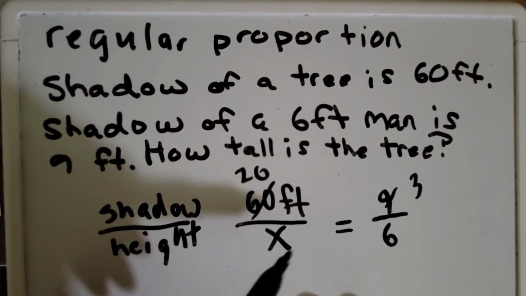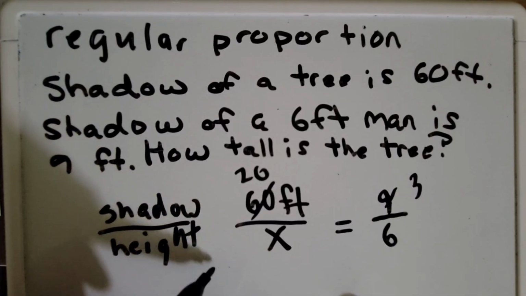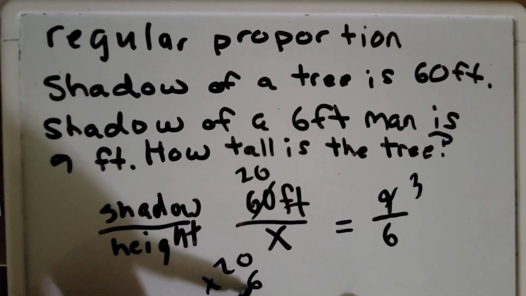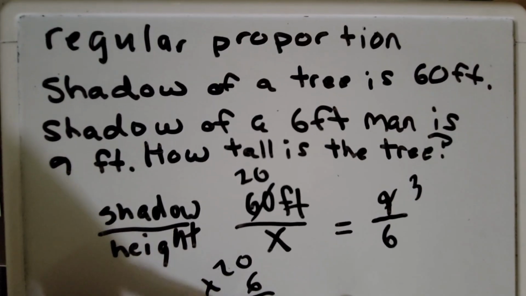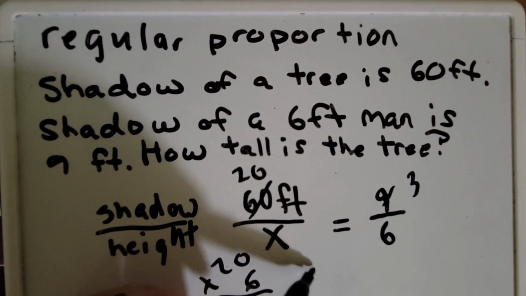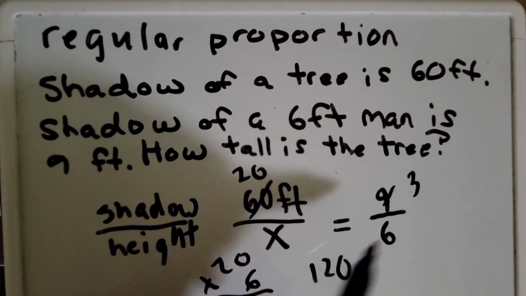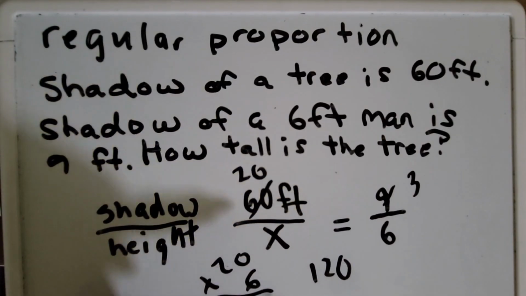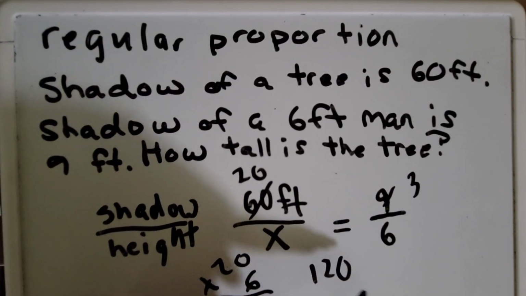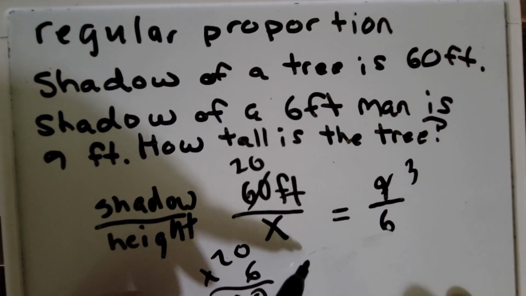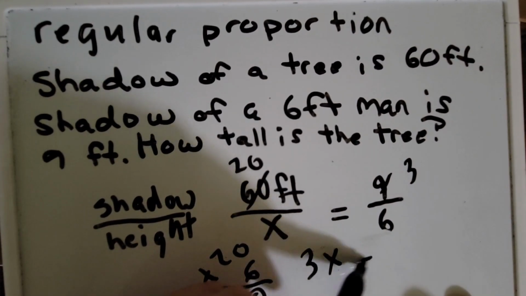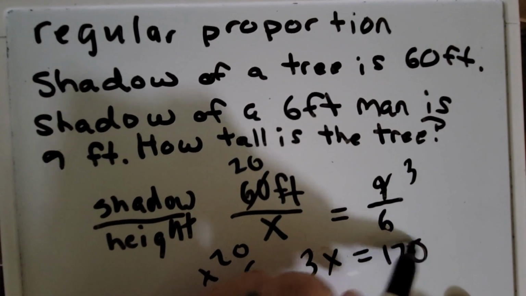So what that's going to look like is it's going to be 20 times 6, so 20 times 6, right? That ends up equaling 120. 120. And we're going to do 3 times x. That's going to equal, let me just rewrite this. That's going to end up being 3x equals 120.